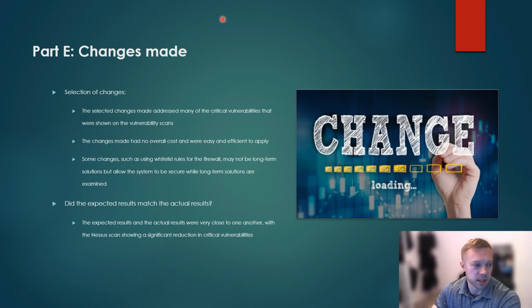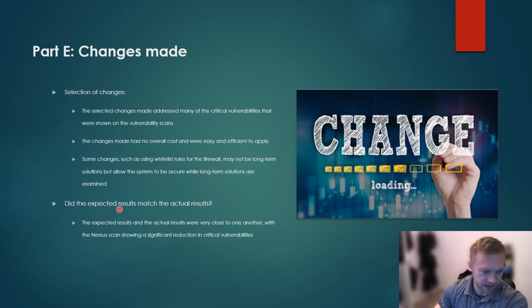So what was our reasoning in doing the changes that we did? Well, we selected the changes to address many of the critical vulnerabilities that were shown in the vulnerability scan. We made changes that had no overall cost and were easy and efficient to apply. Some of the changes, such as the whitelist rule for the firewall, may not be long-term solutions, but allow for the system to be secure while long-term solutions are examined. We wanted something that we could do now to protect the system, and something that allowed us to keep it secure while we looked into further changes. Some of them were permanent changes, like changing the VNC password and removing the configuration file, or editing the configuration file for the login service.